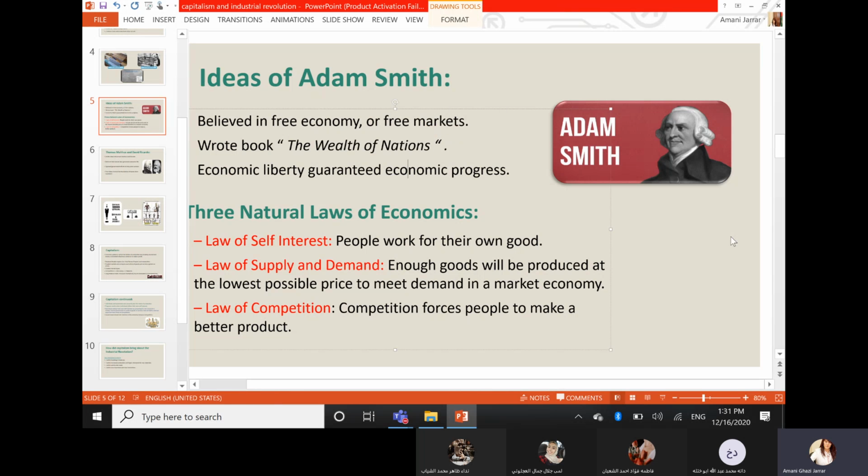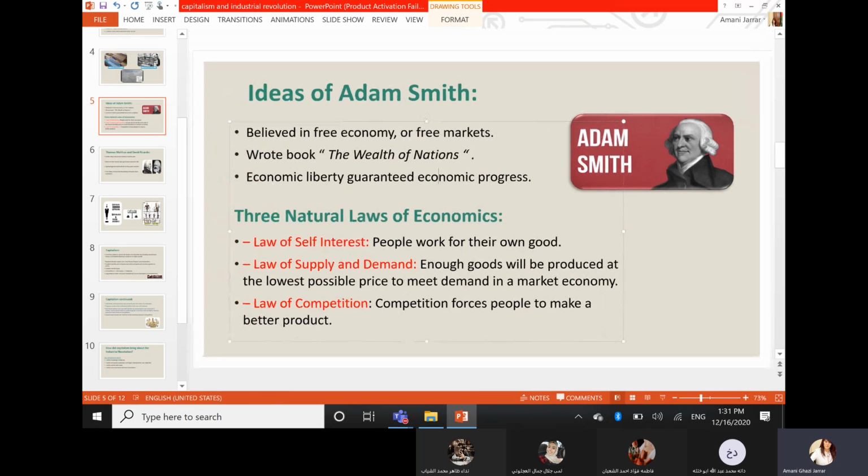He introduced economic liberty as the guarantee for economic progress. So he believed that you cannot have progress in the economy unless you have economic liberty. And when you say economic liberty, it means there is no control by the government. So the rules are just competition, a free market, a free economy, so less, let's say, rule by the government itself.